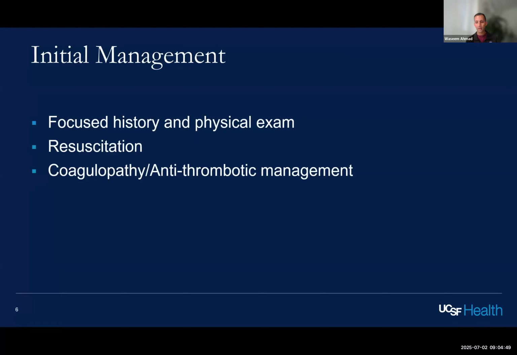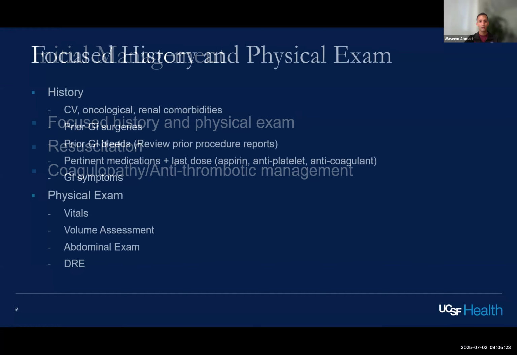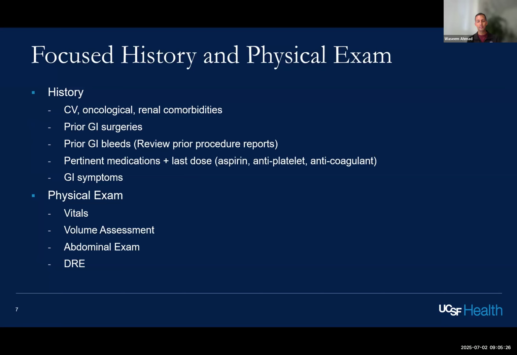So the way we'll break up this presentation is things that you want to consider in the initial go-around, meaning the time you get that consult to the time that you see that patient, and then things that should be going through your head in terms of being able to triage, divert roles, and then also afterwards going over the diagnostic strategy, whether it's us doing a scope or not doing a scope. So with initial management, things that we're going to really harp on: focused history and physical exam, resuscitation, and then coagulopathy and antithrombotic management.